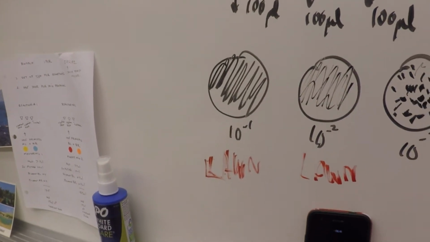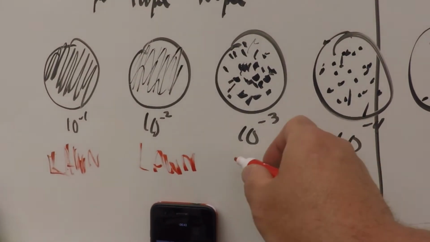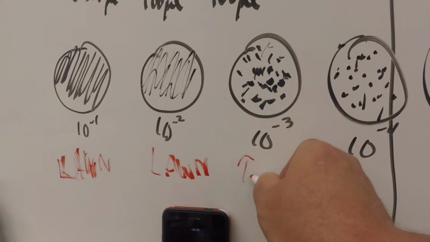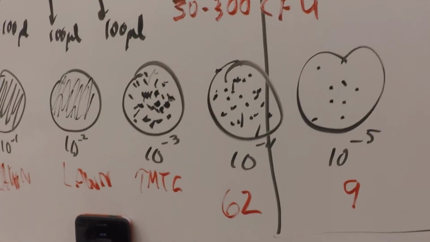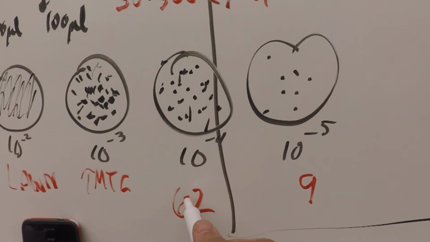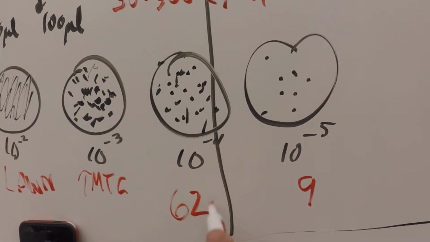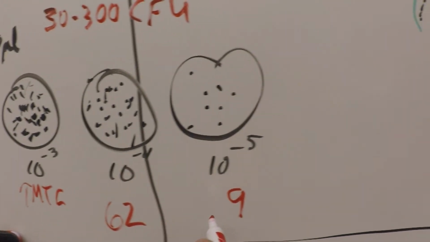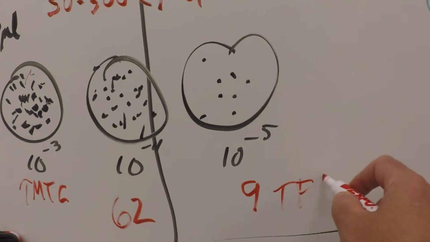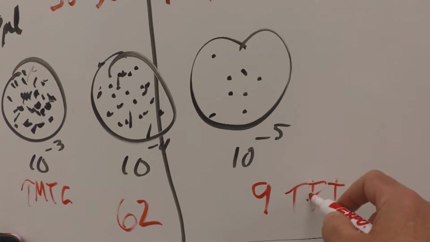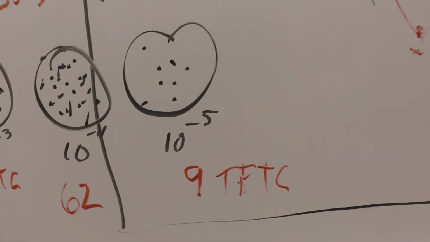This one is not quite a lawn, but it's still too many to count. So you say TMTC for too many to count. This one is spot on. That's something that's countable. It's between 30 and 300. This one is below 30, so it's called TFTC for too few to count.